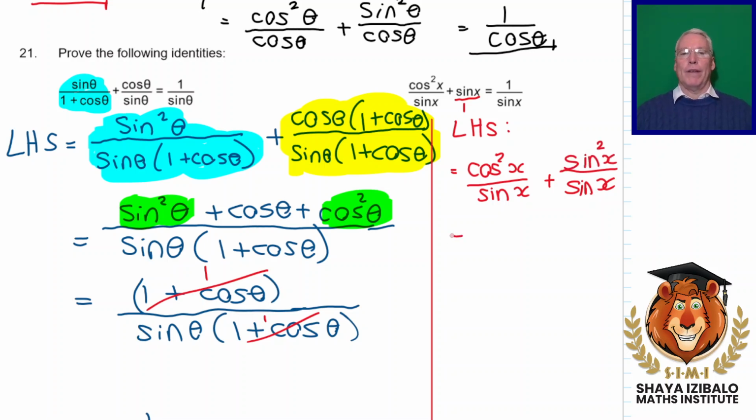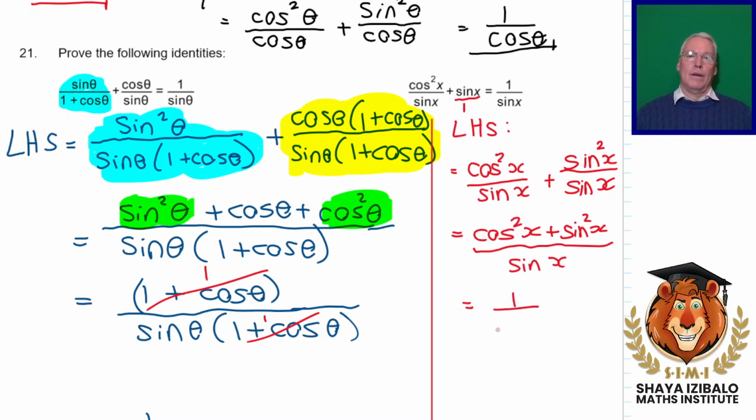Now these have got the same denominator. I can just add the numerators. Cos squared x plus sine squared x. And as we write that down, we say, oh, I know what that is. That's just 1. And so I get 1 over sine x. And 1 over sine x is our right-hand side. We must always end with equals right-hand side if we started with the left-hand side.